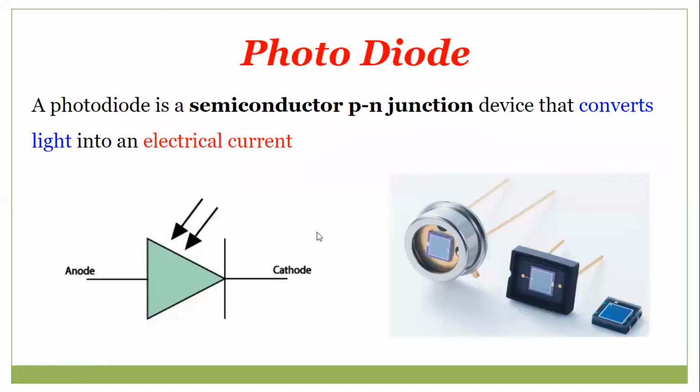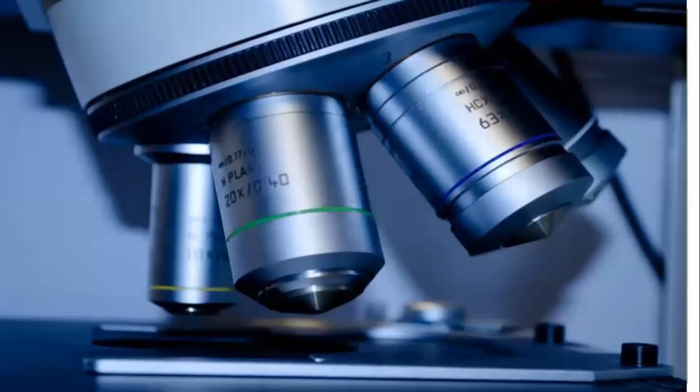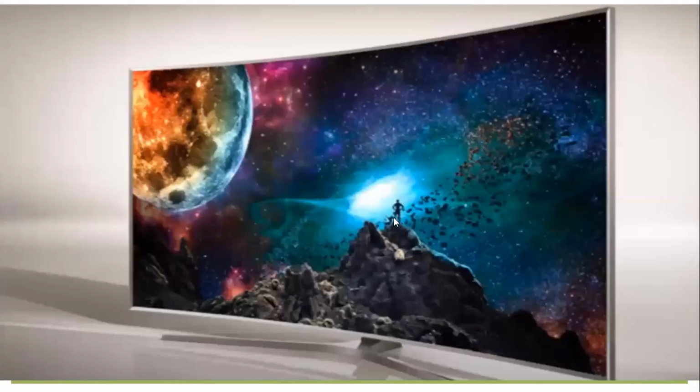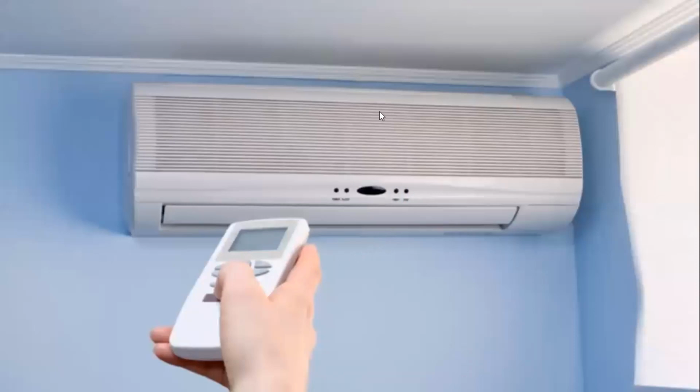Now, the applications of these photodiodes. In almost all electronic appliances, we use photodiodes. In medical appliances, such as microscopes and whatever medical related equipment we are using, we use photodiodes. Similarly, in the TV also we use photodiodes. And similarly, in an AC air conditioner, as well as remotes, we are going to use photodiodes.